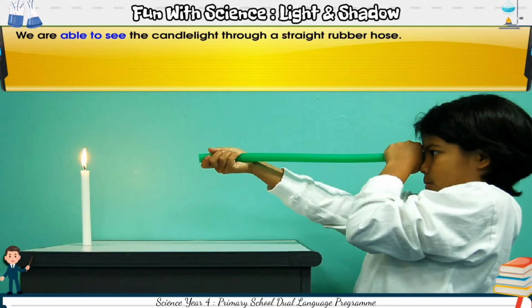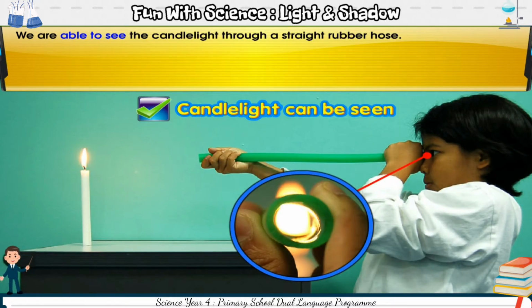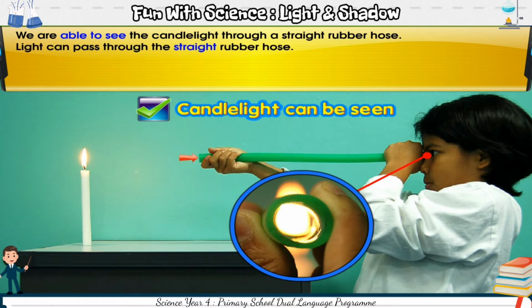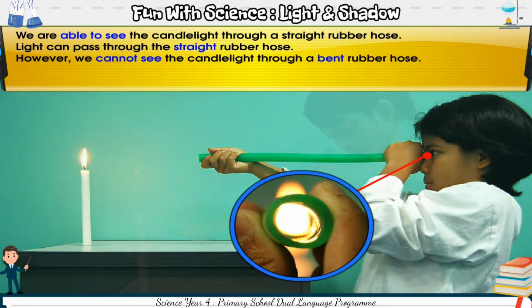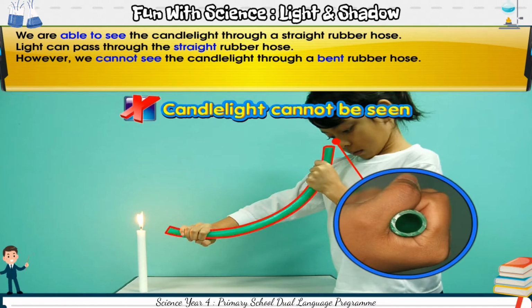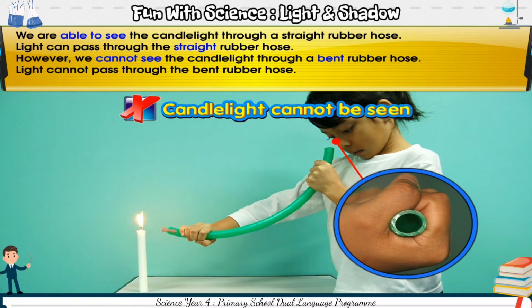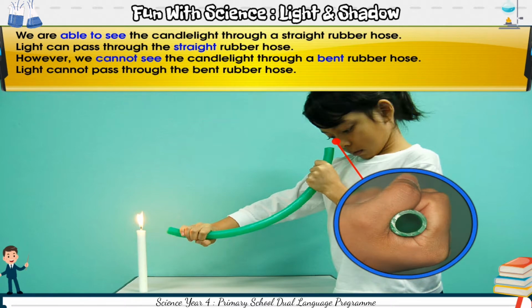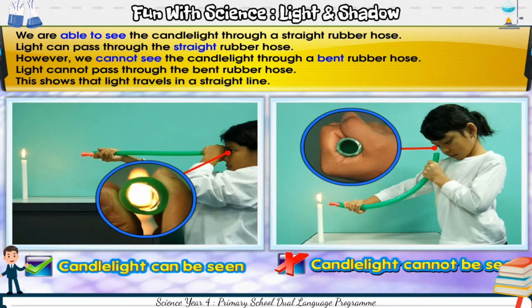We are able to see the candlelight through a straight rubber hose. Light can pass through the straight rubber hose. However, we cannot see the candlelight through a bent rubber hose. Light cannot pass through the bent rubber hose. This shows that light travels in a straight line.